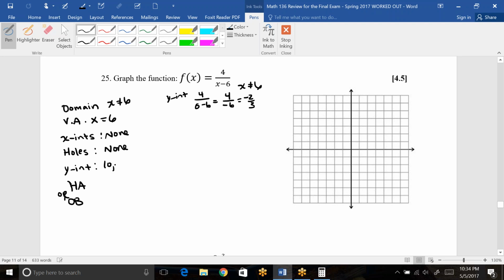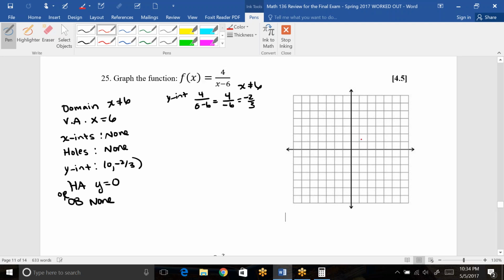So 0, negative 2/3. The horizontal versus oblique has to do with your powers of x's on top and bottom. If your power of x's is bigger on bottom than on top, that means you can't divide this by long division. That means you have a horizontal asymptote that goes 0 times. So that means we don't have an oblique.